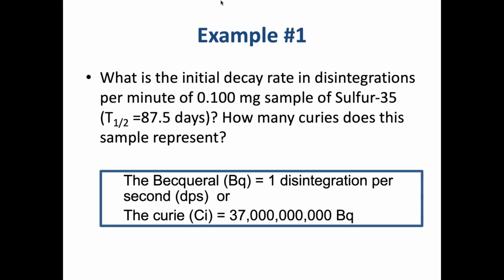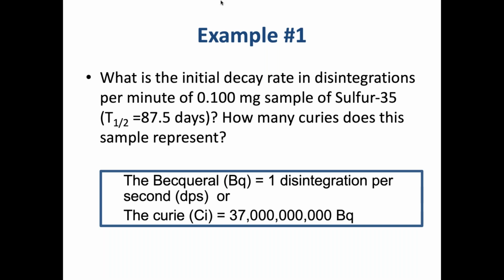how many atoms do we have? Anybody propose a way to figure out how many atoms there are in a 1/10 of a milligram of sulfur 35? Moles, exactly. Avogadro's number. We know Avogadro's number, right? So we're going to take Avogadro's number, which is 6 times 10 to the 23rd. We're going to take, how many moles is a 1/10 of a milligram of sulfur 35?